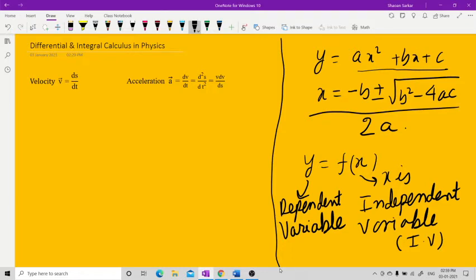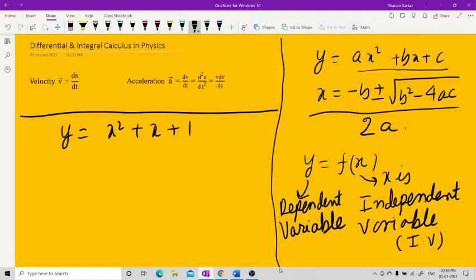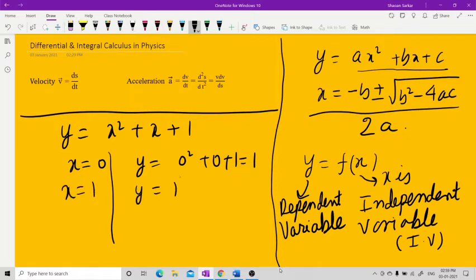Let us take an example. Suppose I write y is equal to x square plus x plus 1. Now x I take as 0. Then y will be 0 square plus 0 plus 1, which is 1. I take any value of x. I take x equal to 1. So y equals 1 square plus 1 plus 1, that is equal to 3. So depending on the value of x, you are getting y. That's why x is independent and y is the dependent variable.